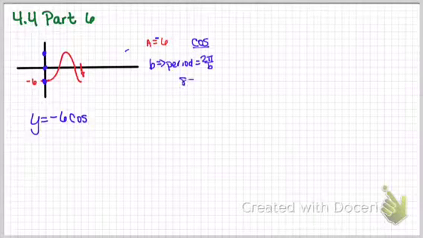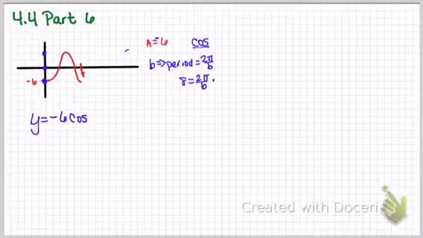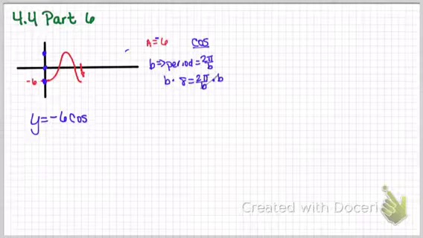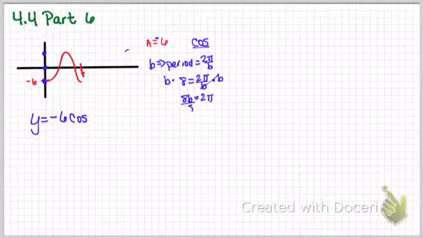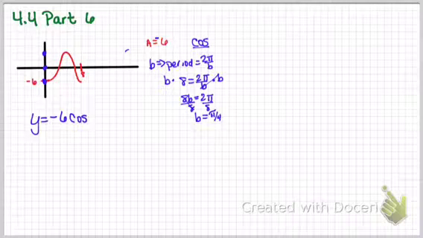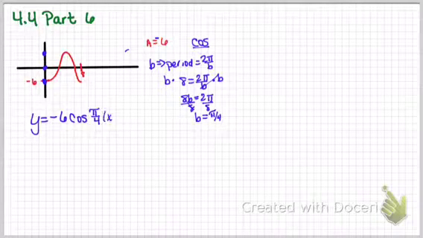So that means 8 is equal to 2 pi over B. And so let's just solve for B. We can either multiply by the denominator or cross multiply, whichever. Either way, you'll get 8b equals 2 pi, and divided by the 8, we know that B is pi over 4. So I got pi over 4, and then I've got x.